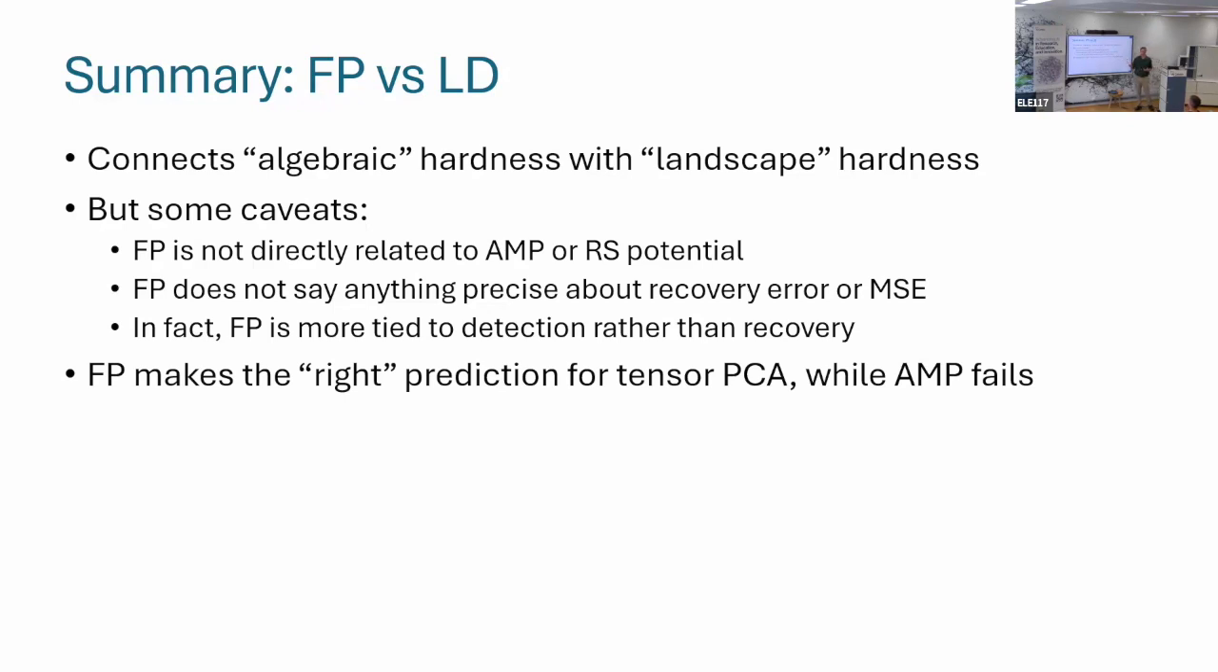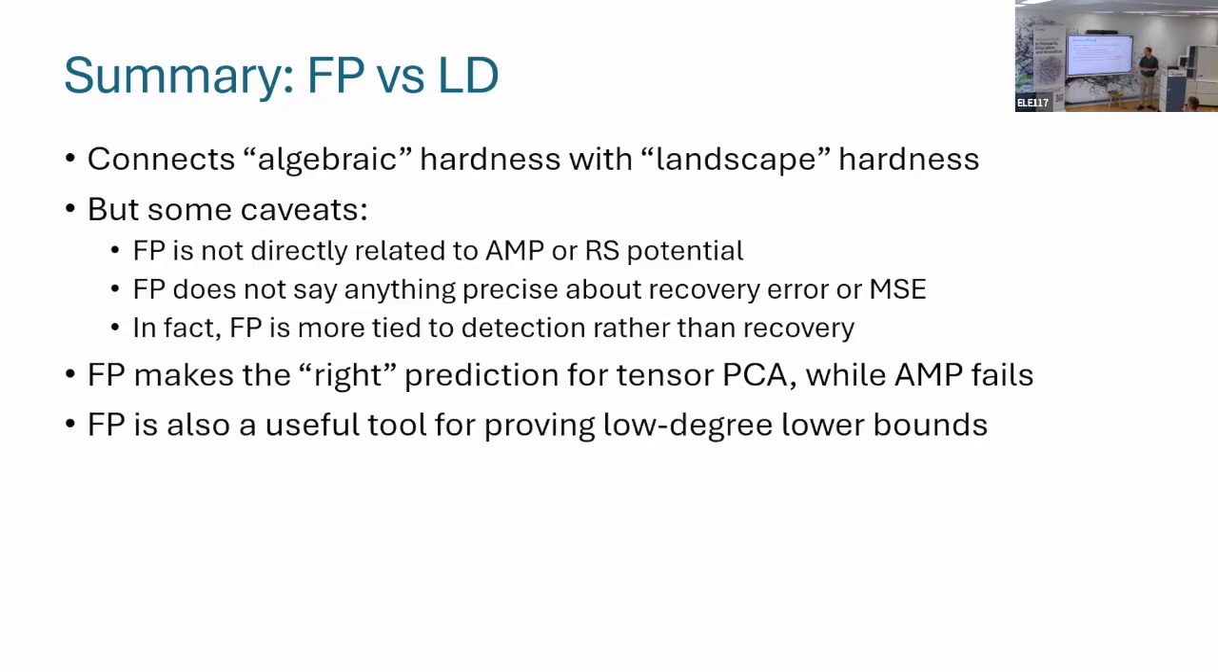But one thing that this FP does have going in its favor is that if you do this prediction, looking at the area under the curve, this really will make the right predictions for tensor PCA, matching low degree polynomials and so on, whereas the usual AMP machinery will not. And another useful thing about this is that Franz-Parisi can be a useful tool for proving the low degree lower bounds: instead of doing these very algebraic computations, you turn it into a more geometric question, which is sometimes easier.